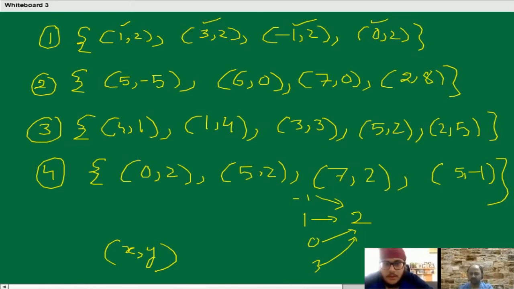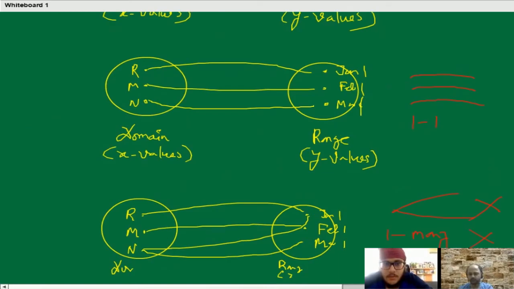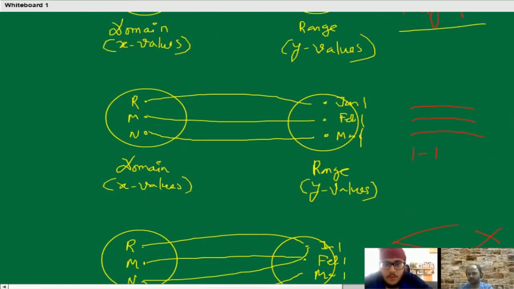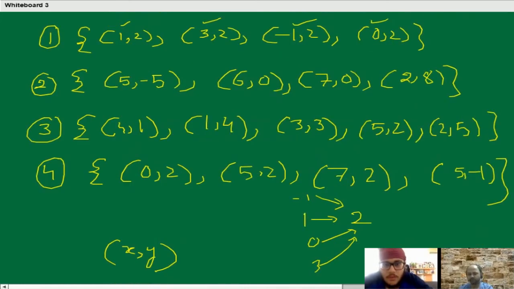Definitely, because different x values here go to many y values. Many to 1 means many x values can have the same y values. So this one is a function. But the second one, let's come to the second one. Yes, sir. No, sir, the second one is not.